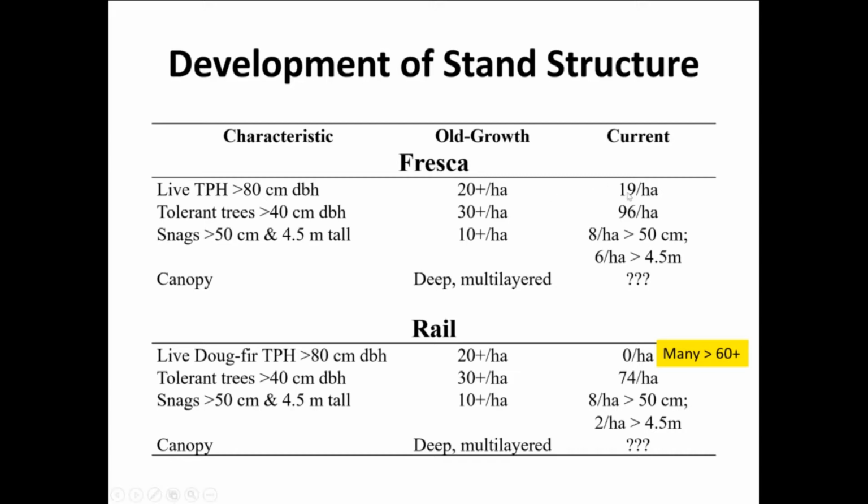So live trees per acre greater than a certain size. The target is 20 per hectare, and Fresca has 19. So in terms of big trees, it basically meets the target. Tolerant trees, so the mid-story hemlock and spruce, we've got many more than the target. The snags were close to the target, not quite there, but close.